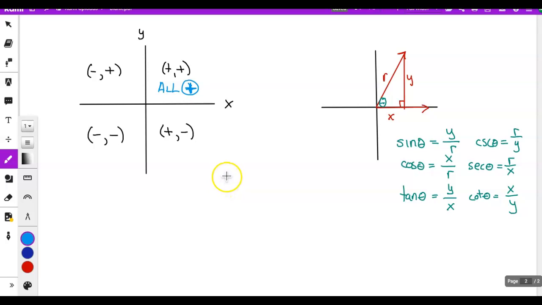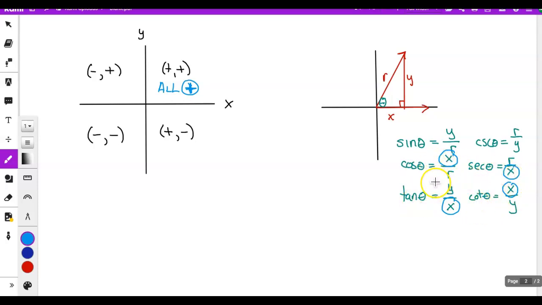If your angle terminates in the second quadrant, if you make every x here negative, so that x, that one, and that one, this would be a negative over a positive. This would be a positive over a negative. This would be a positive over a negative. And this would be a negative over a positive. These four trig functions right here in the second quadrant are negative.